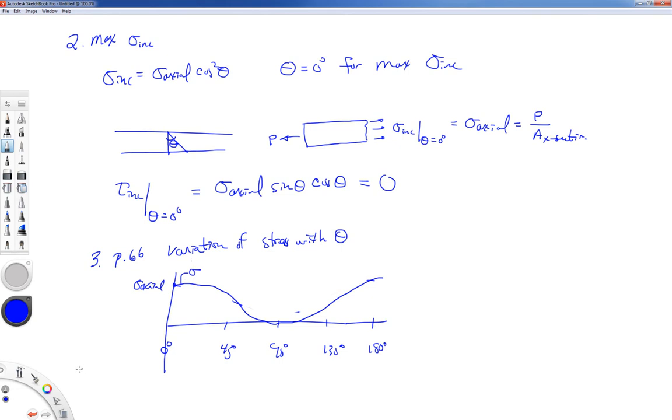The shearing stress plot as it changes with theta, it's a little bit different. It's actually 0 at 0 degrees. It's a peak at 45 degrees.